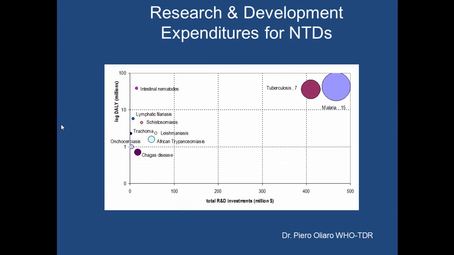And then when you actually look at the expenditures versus the DALYs versus the disability that's associated with them, the total research funding for intestinal nematodes, for instance, is almost nothing compared to the number of DALYs that it causes. Lymphatic filariasis is fairly high. Yes, malaria and TB get a huge amount of the research funding, but it's disproportionate to the number of DALYs that they actually cause.